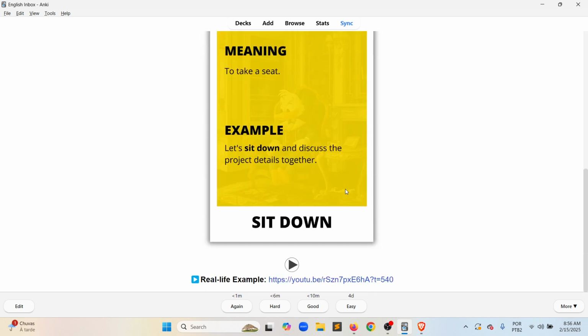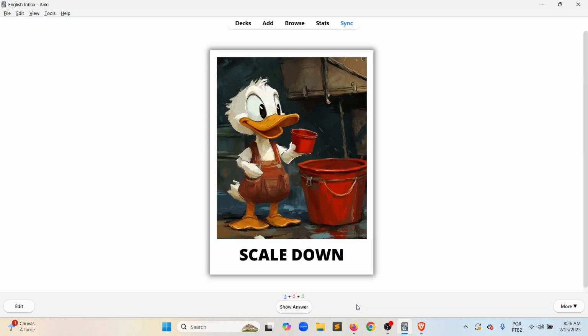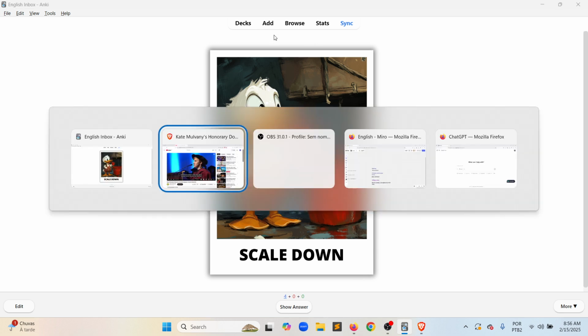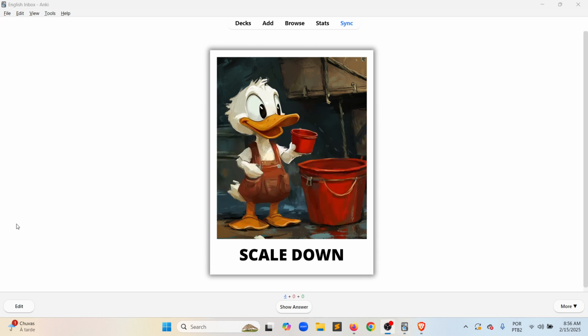I think everybody agreed that this one was pretty easy. So let's say it was easy. And let's come back here because today's lesson is done. I hope you guys learn this phrasal verb. If you didn't know, I hope you can learn. And if you know, I hope you can use it more, okay?